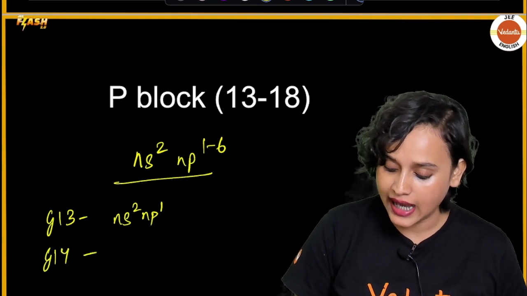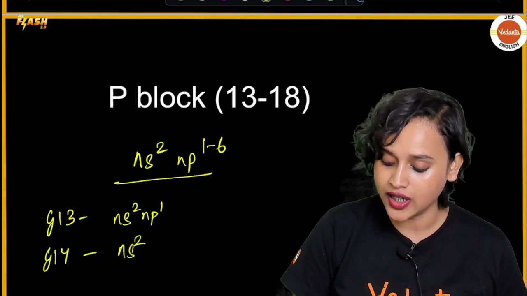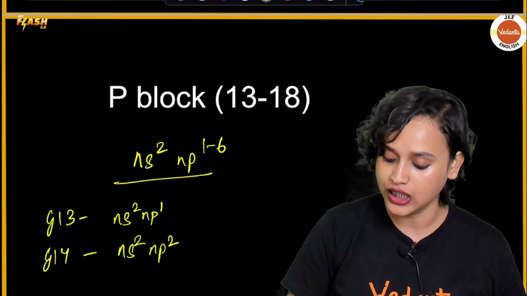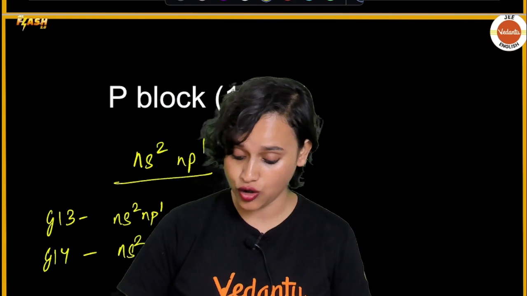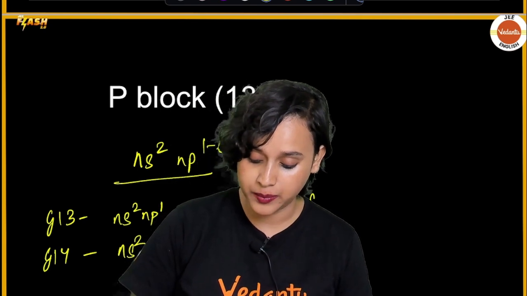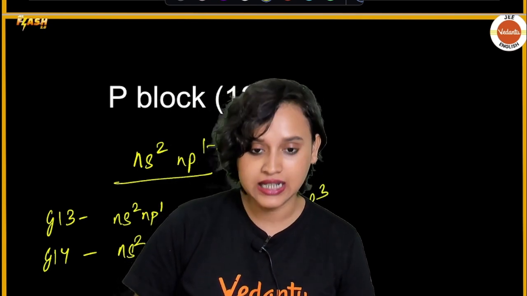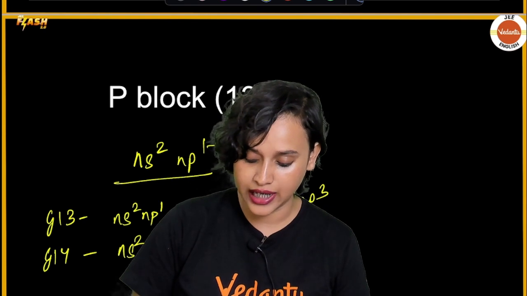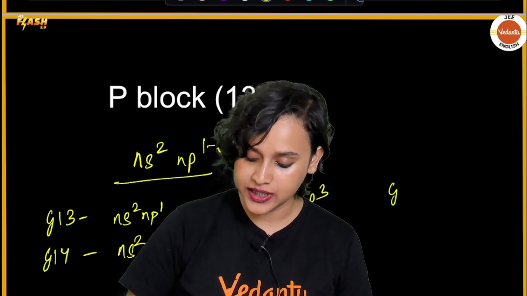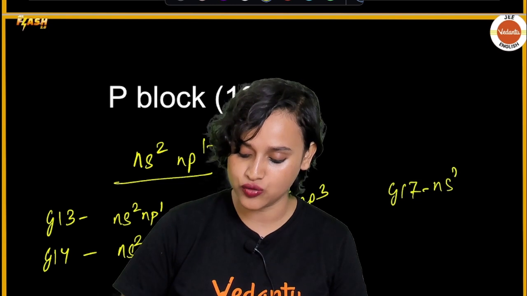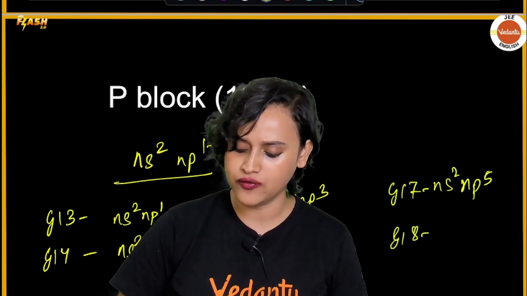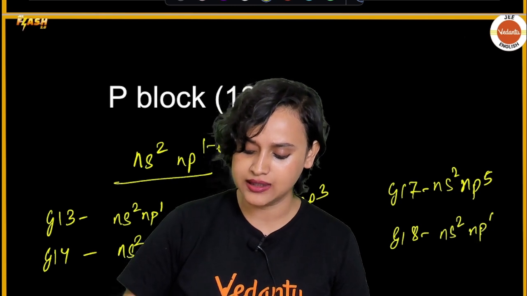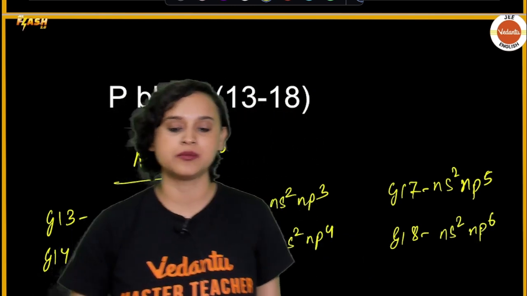Group 14 has a general electronic configuration of ns2 np2. Group 15 has a general electronic configuration of ns2 np3. Group 16 has ns2 np4. Group 17 has ns2 np5, and by now I'm sure that you all know group 18 obviously has ns2 np6. Yes, completely filled stability. That's what we see.